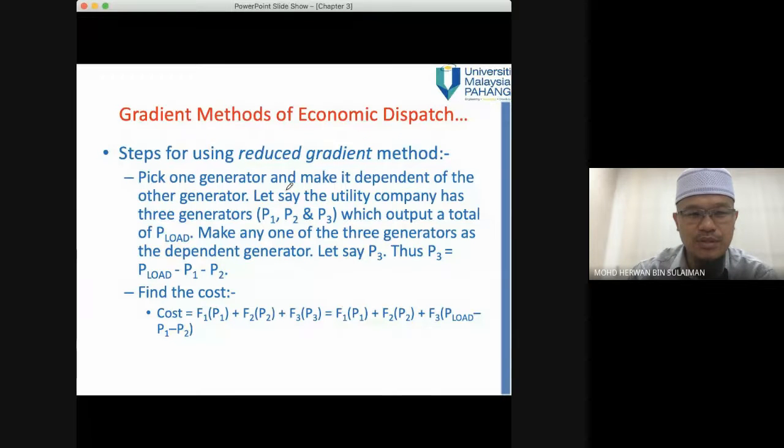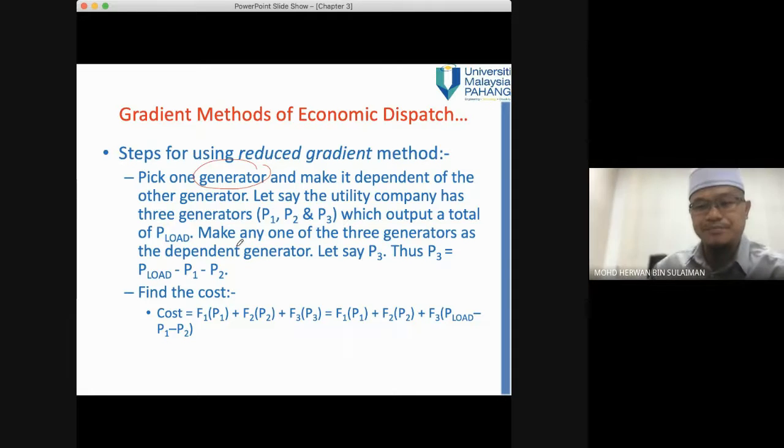For the step using gradient method, so we pick one generator. Kita akan pilih satu generator. We pick one generator and make it as a dependent of the other generators. So let's say utility company have 3 generators. We have P1, P2 and P3. So allow which output a total of P load. So as you can see again, for this method, normally we consider the system without loss.